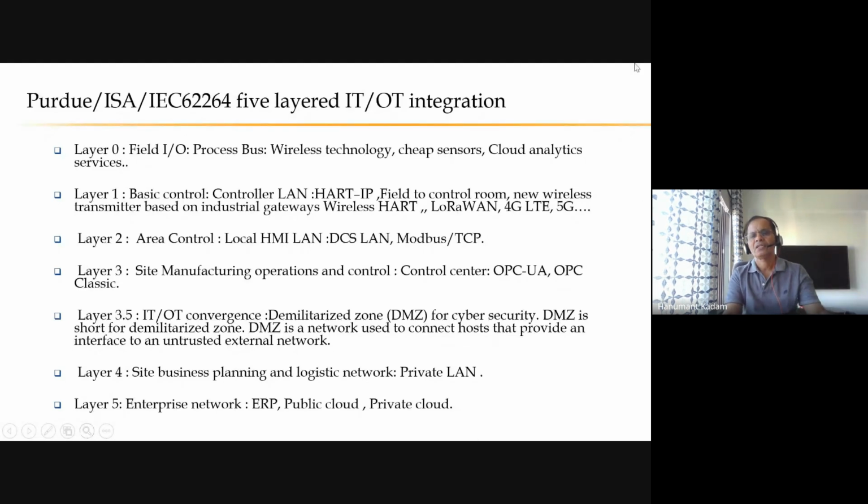And what is the DMZ? DMZ is short for demilitarized zone. It is a network used to connect hosts and provide an interface to the untrusted external network. Untrusted means we do not trust that customer. When you have to connect to that, this DMZ security level will protect your data. That is the function of DMZ. Then layer 4 is site business, which is again a normal Ethernet LAN. Layer 5 is again ERP, public cloud, and goes to the cloud. So this is what the Purdue model introduced.